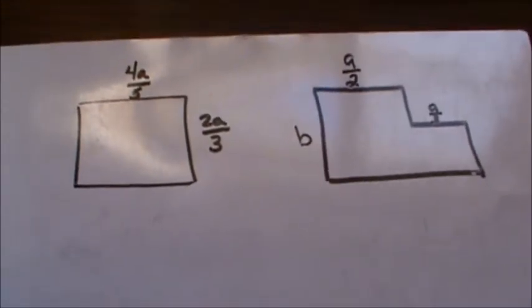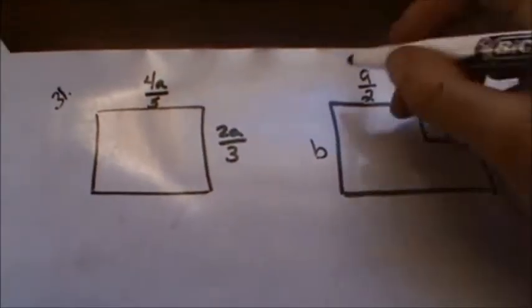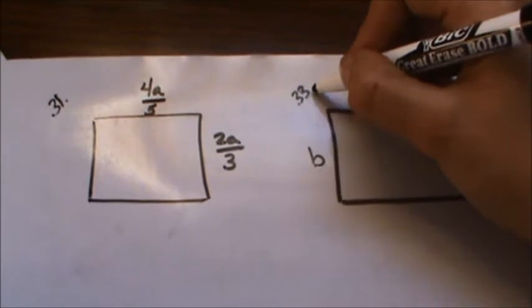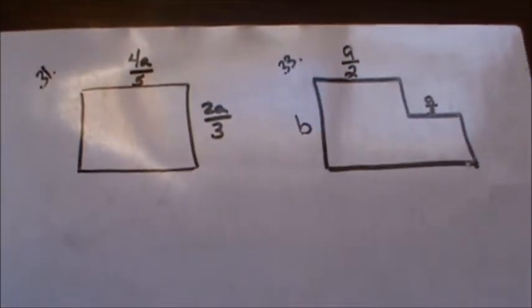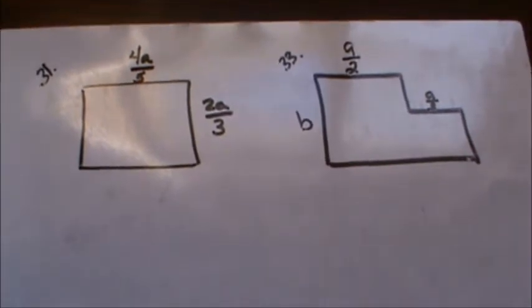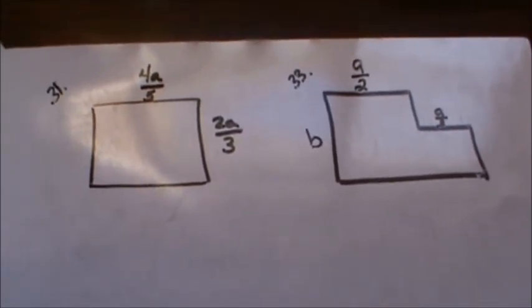I'm not going to show you the complete solutions to these two problems out of the book, but I will give you a hint of how to start them. This is 31 and 33 out of your book, and it says find the perimeter of each figure. Perimeter, remember, is adding up all the sides of a polygon.